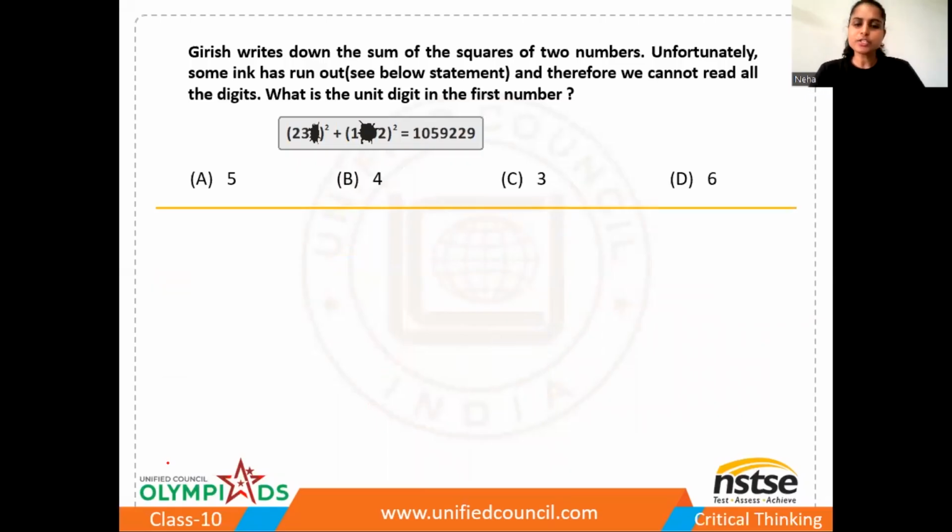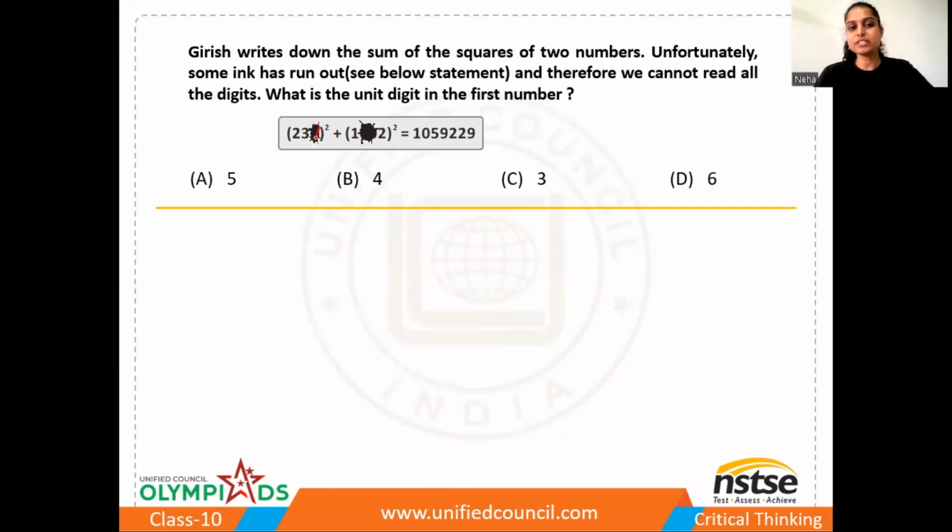Okay, so the next question is quite interesting, because some images are here. Girish writes down the sum of the squares of two numbers. Perfect. Unfortunately, some ink has run out. Oh my gosh. See the below statement. Yeah, this ink is here, and therefore we cannot read all the digits. What is the unit digit in the first number?